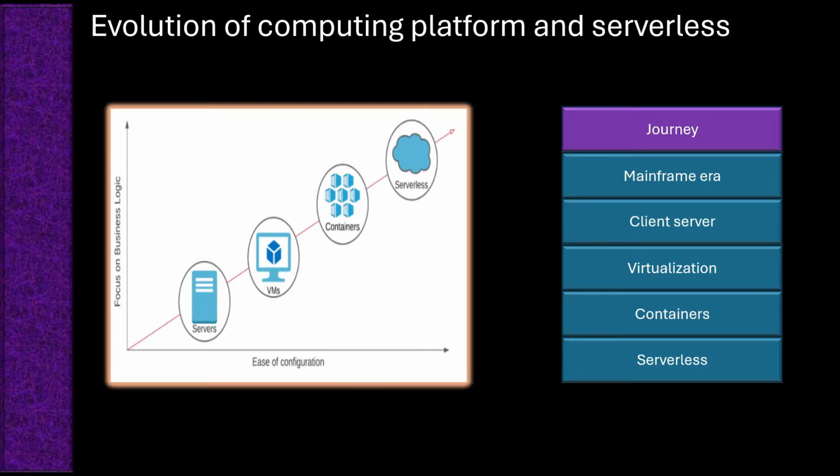To sum up, we have gone from giant mainframes to client-server setups to virtualization to containerization and now serverless computing. Each step made things simpler, more flexible, and more efficient. Serverless is like the culmination of that journey, letting developers focus on building cool stuff without worrying about the infrastructure. It's the future and it's here now.